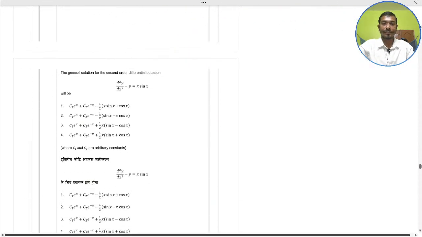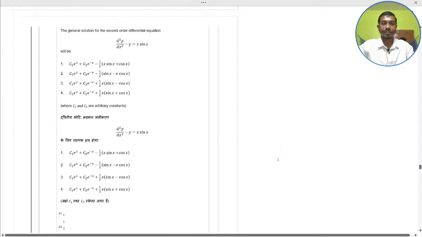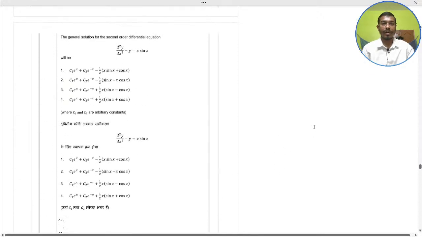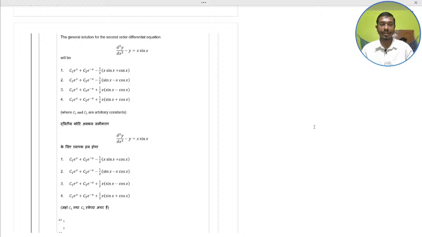Next, the general solution for the second order differential equation d square y by dx square minus y equal to x sin x will be what?